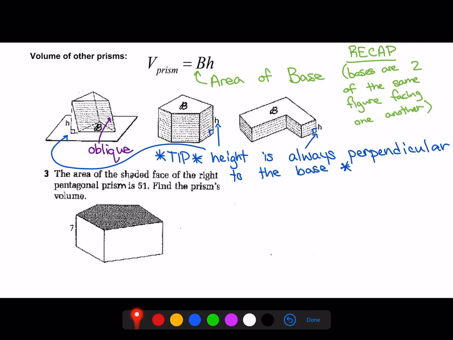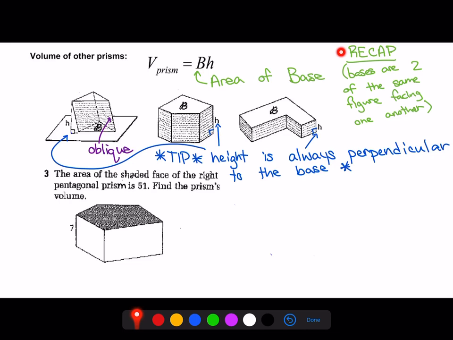So for all other prisms, it's the same exact formula, just length times width times height essentially. But in this case, length times width, that area of the base, is just going to be the area of the base. So whatever shape we're dealing with, whether it be a triangle, a square or a rectangle, big B is always the area of the base. Now, just as a recap, bases are two of the same figure facing one another.